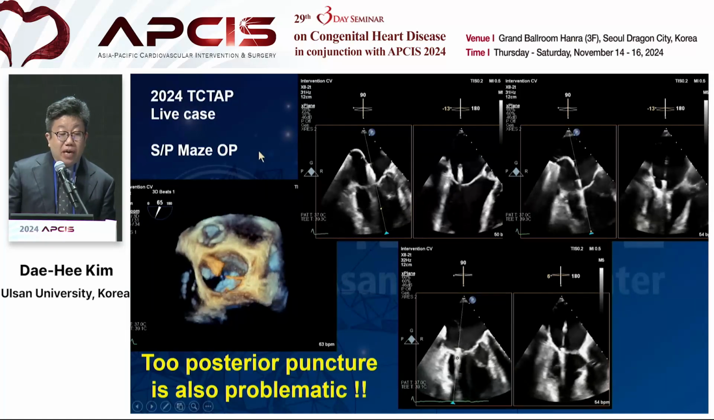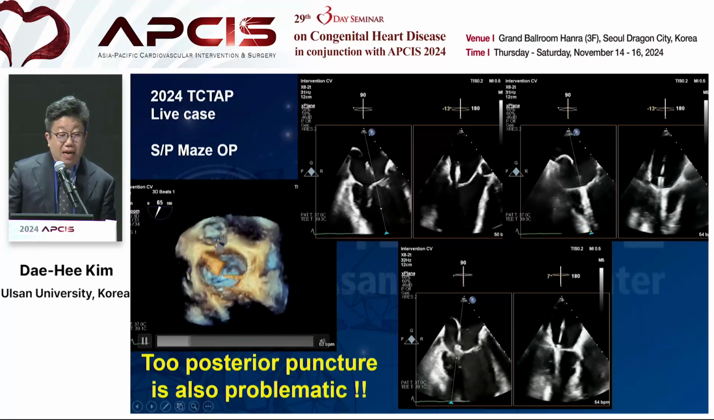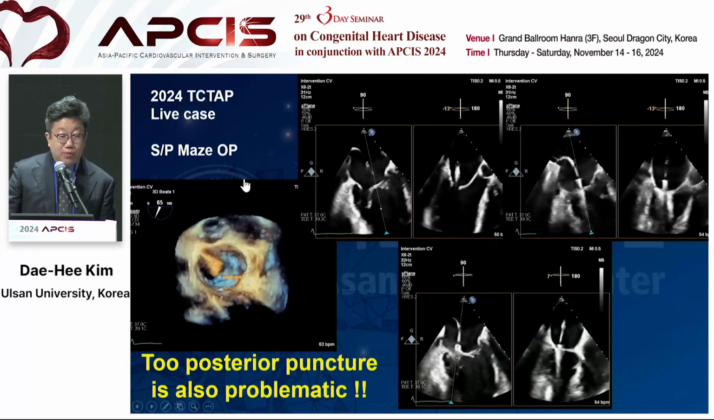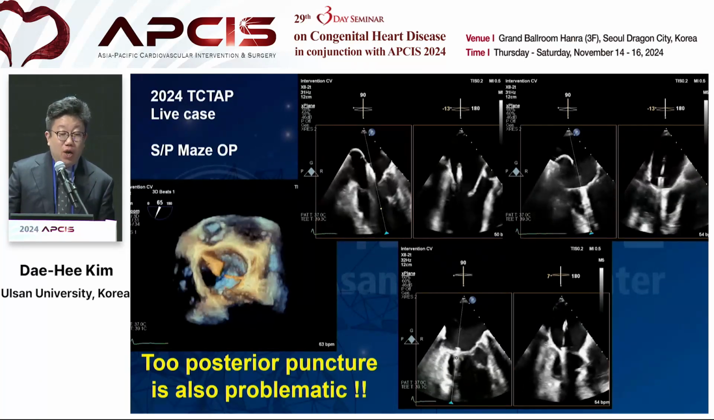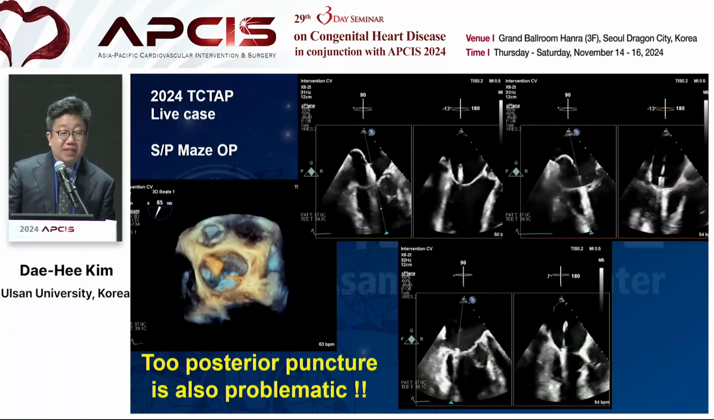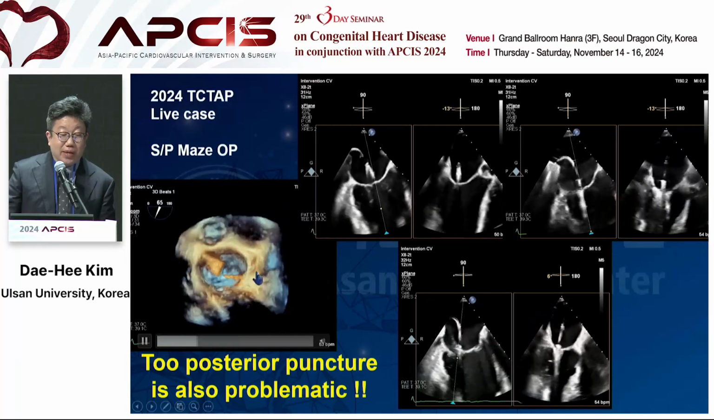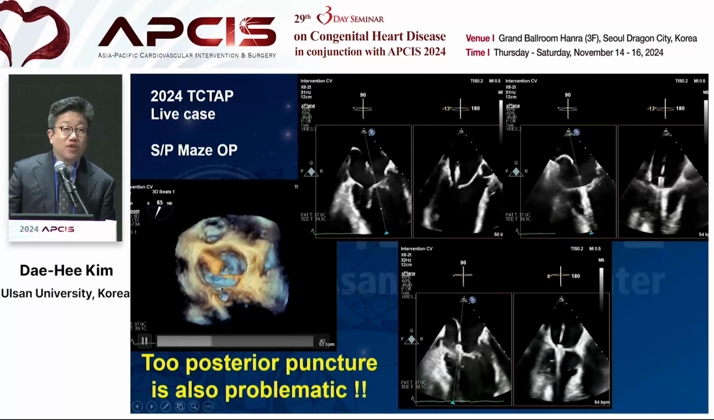This is a live case this year at the TCT-AP meeting in our center. He underwent a major operation 20 years ago. The problem was the interatrial septal anatomy was not usual. We had a big difference in septal puncture during 1 hour. But the septal puncture succeeded. The problem is the live session started.